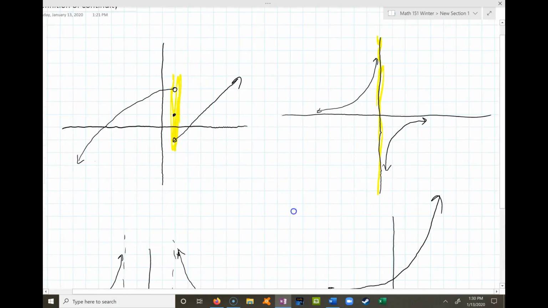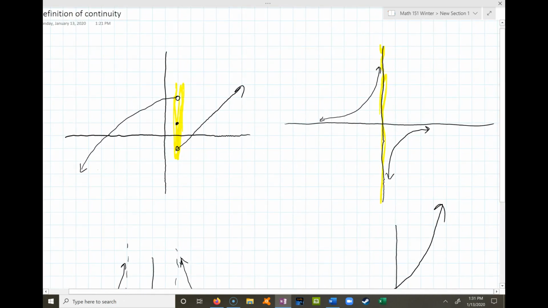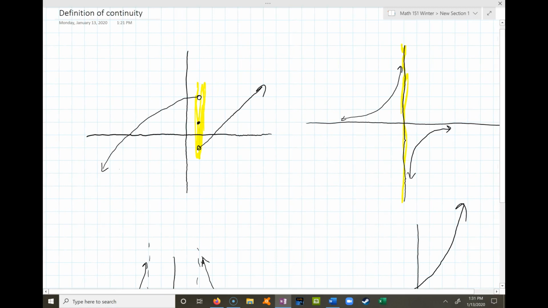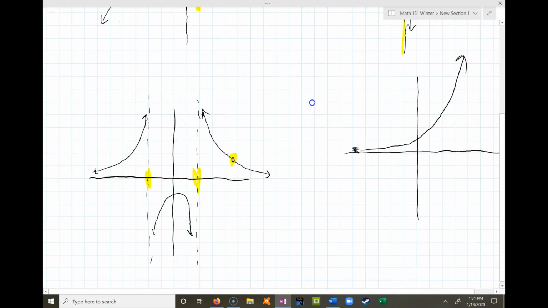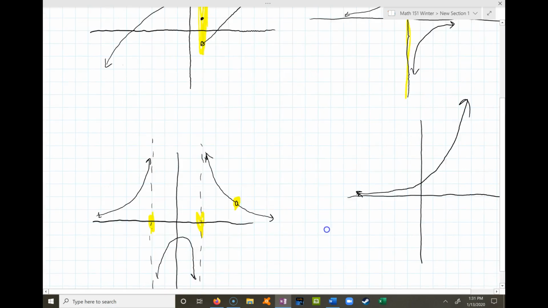We have three functions that are not continuous across their entire domain. Now notice the first function is continuous everywhere except at x equals 1. It has one spot of discontinuity. Same with the second one, it only has one spot of discontinuity. This third one has three different points of discontinuity, and then the last one, of course, has none.